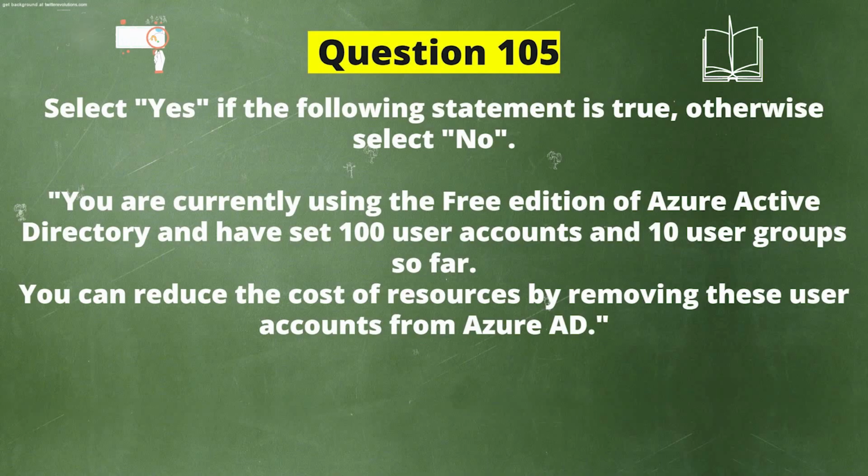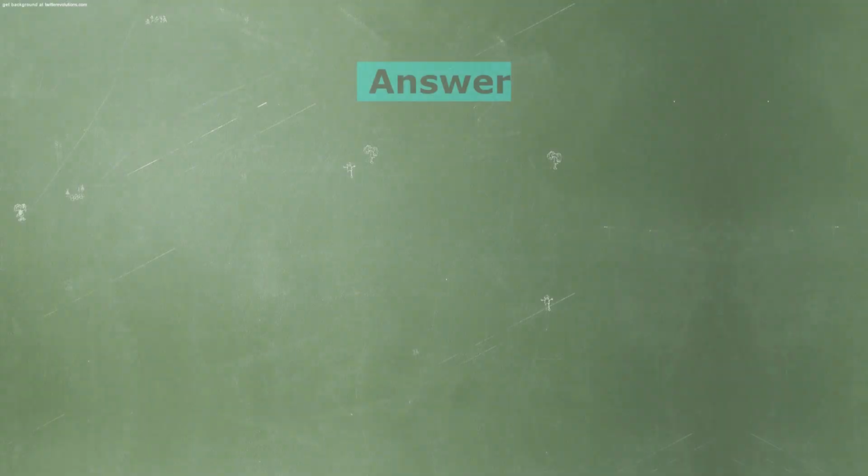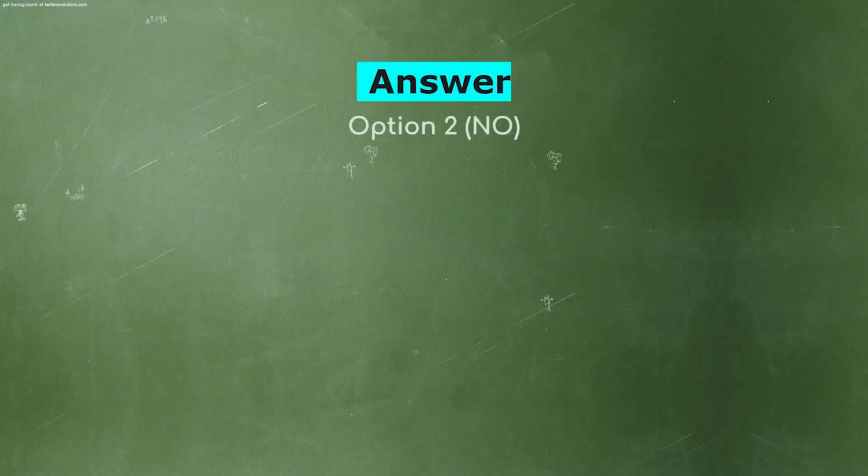Next question. Select yes if the following statement is true. Otherwise, select no. You are currently using the free edition of Azure Active Directory and have set 100 user accounts and 10 user groups so far. You can reduce the cost of resources by removing these user accounts from Azure AD. Is it yes or no? And the correct answer is no.